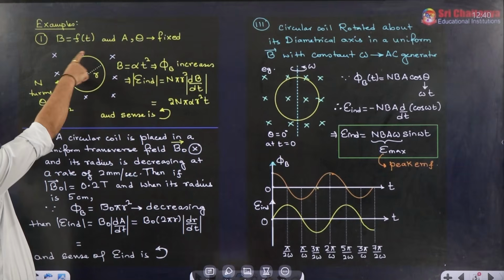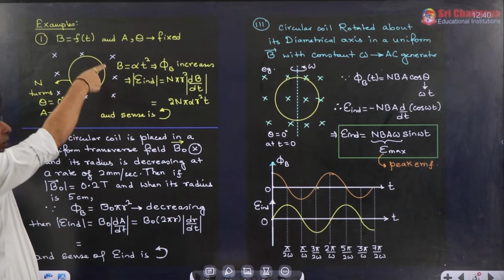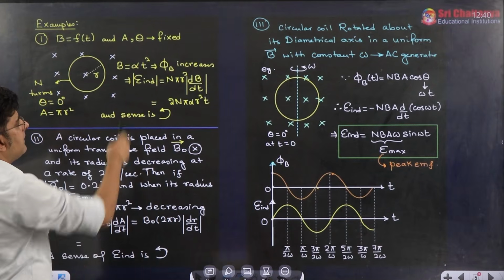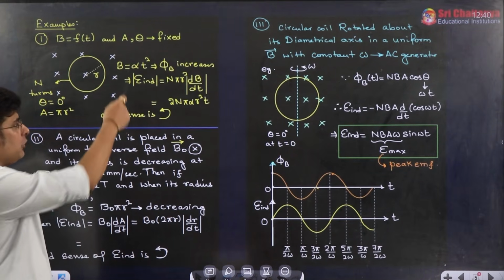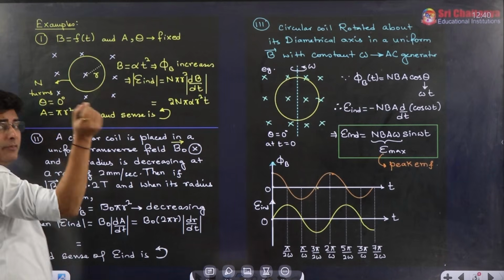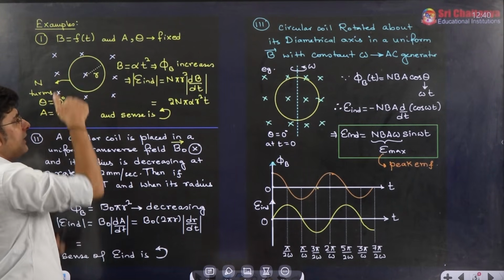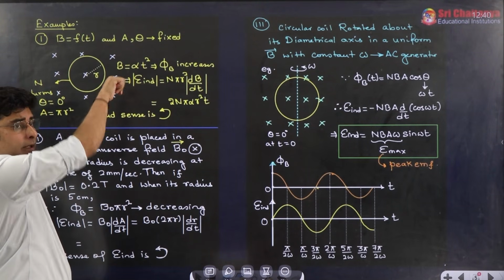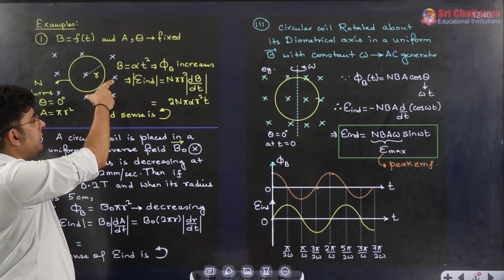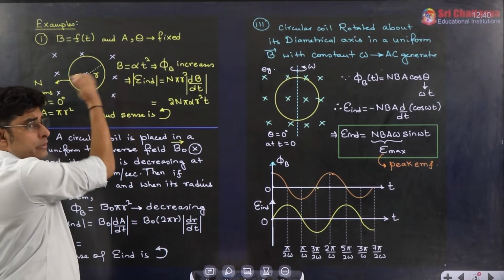Suppose the first example we have is a circular loop placed in a magnetic field which is varying with time. We have taken B equals alpha t squared, so you can see with time it will increase. Where is the flux? Into the page, because the field lines are into the page. Phi B is increasing inside. So flux is increasing. So, as I said, B induced will oppose the original field. The original field is inside, so B induced will be outside.